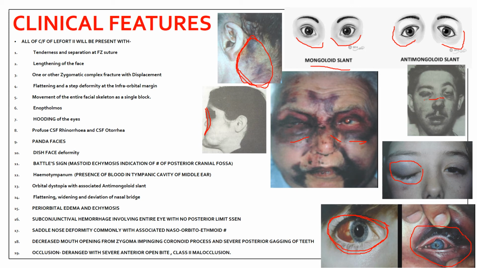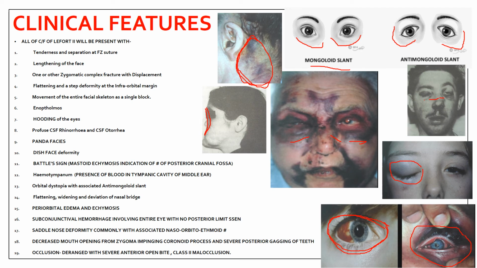Then subconjunctival hemorrhage, which involves the entire eye with no posterior limit seen. So this is the differentiating feature from Lefort 2. In Lefort 2, you will see there is a posterior limit present, but in this Lefort 3, there is no posterior limit present. So this is nothing but the subconjunctival hemorrhage. Next is the saddle nose deformity, which is commonly associated with nasoorbitoethmoidal fracture.